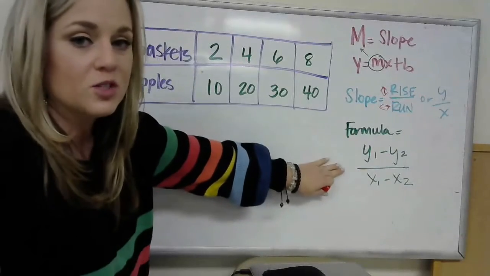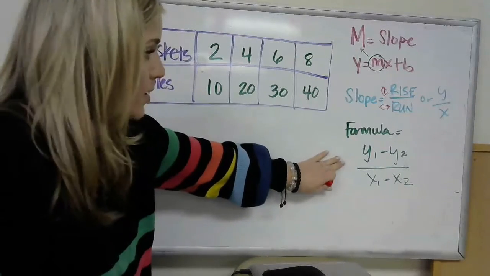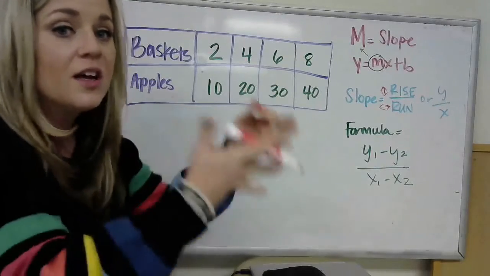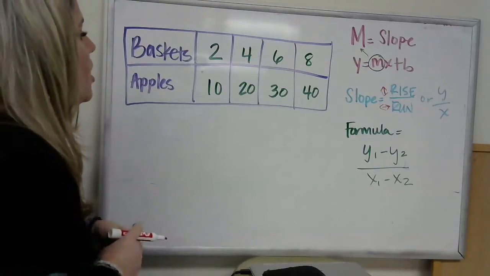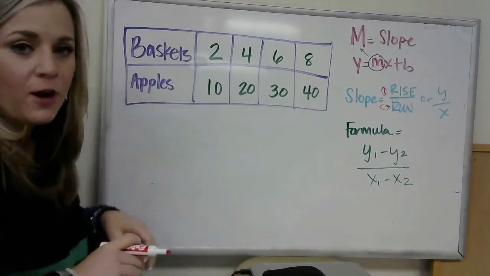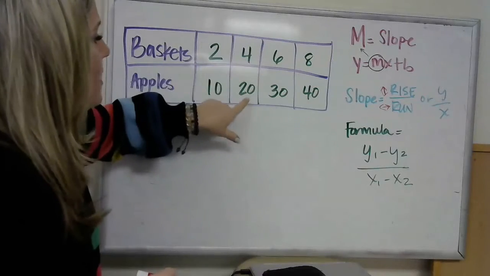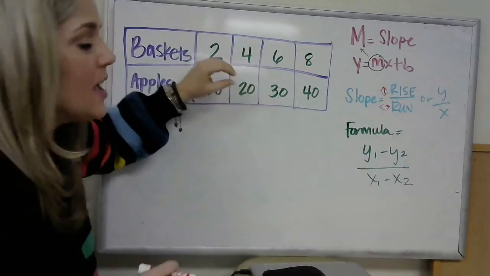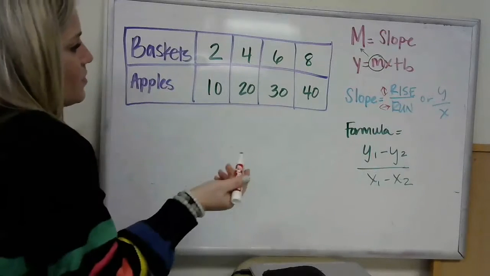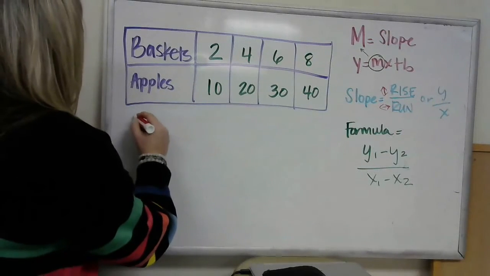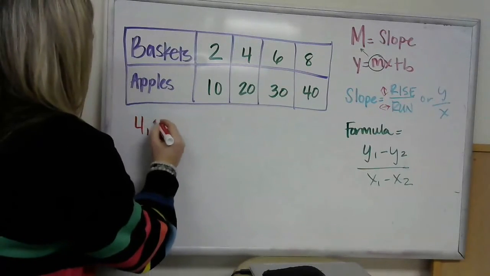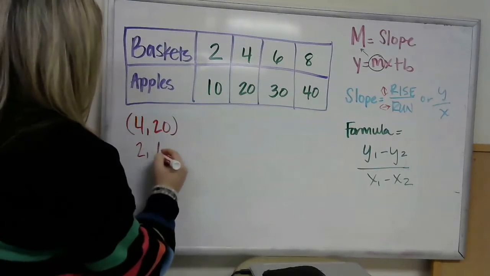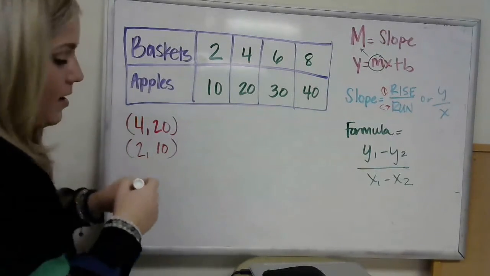And then the formula, this is muy importante, very important. y1 minus y2 over x1 minus x2, that is the change of y. All right, so we're going to pick 2, and this time I'm going to do it different. I'm still going to pick these 2, but I'm going to make 4 and 20 my first set of coordinates, and then 2 and 10 my second. It doesn't really matter.